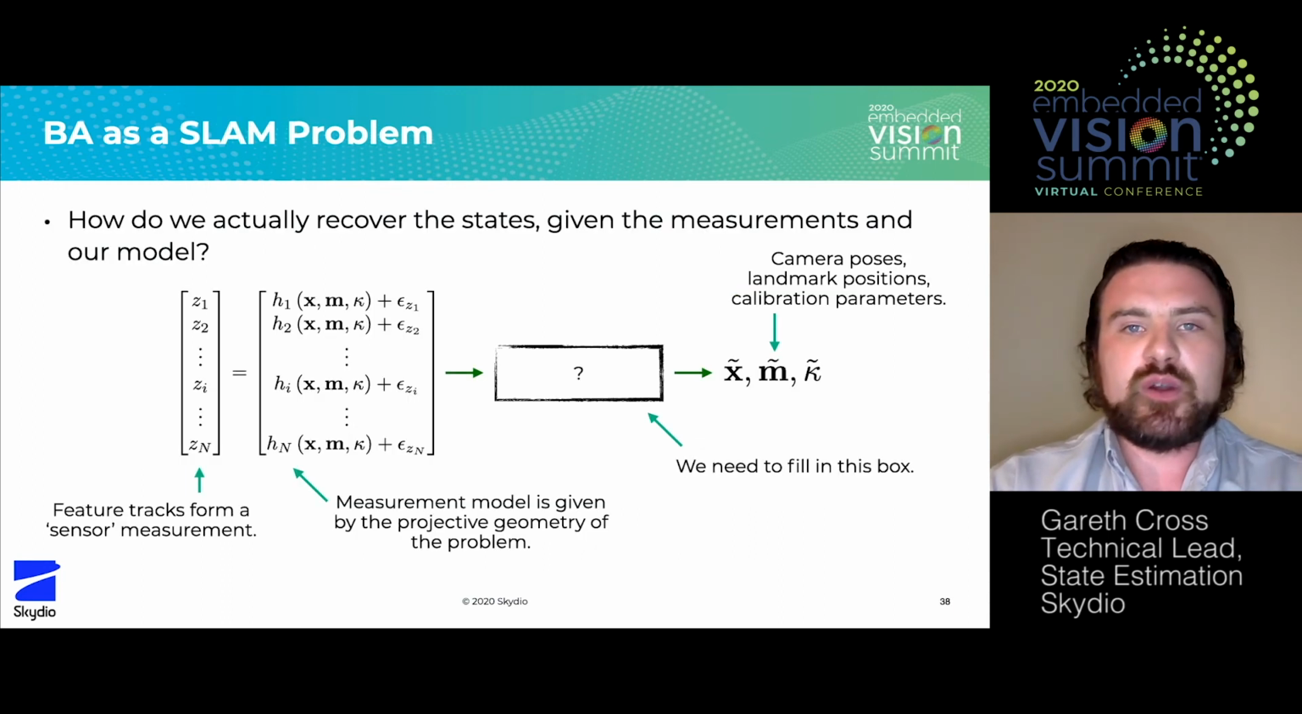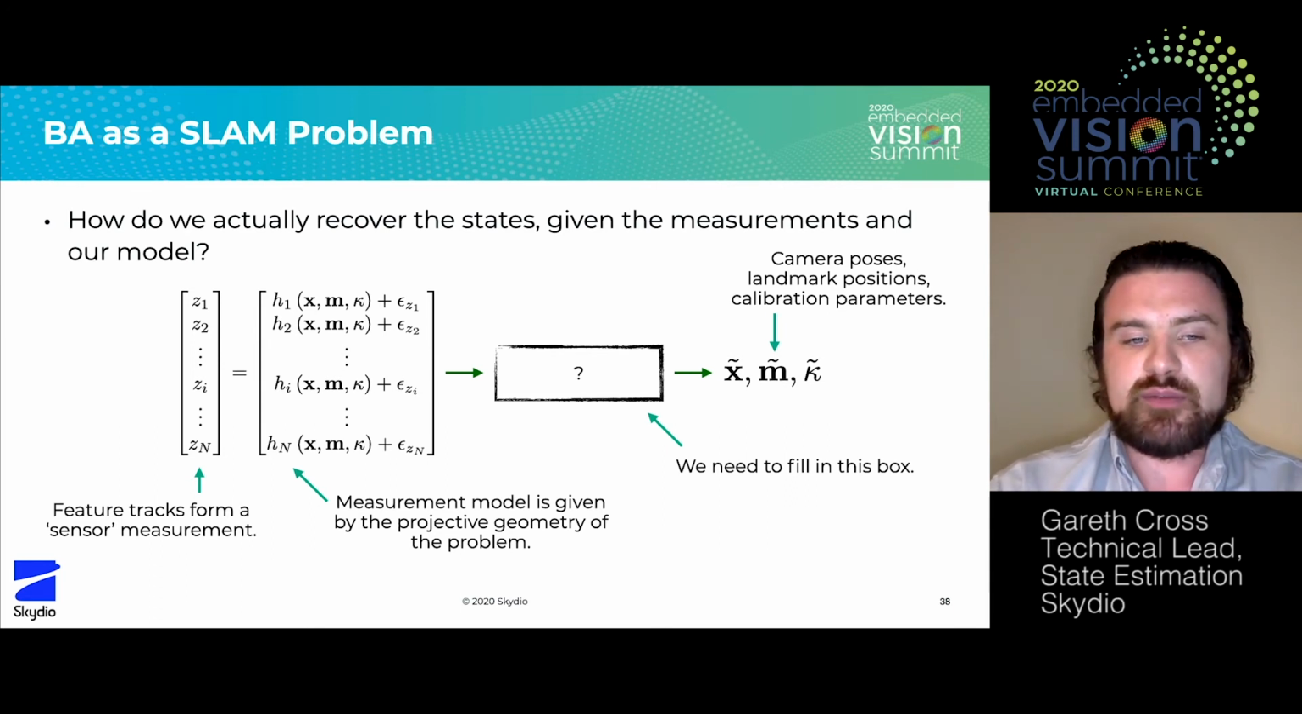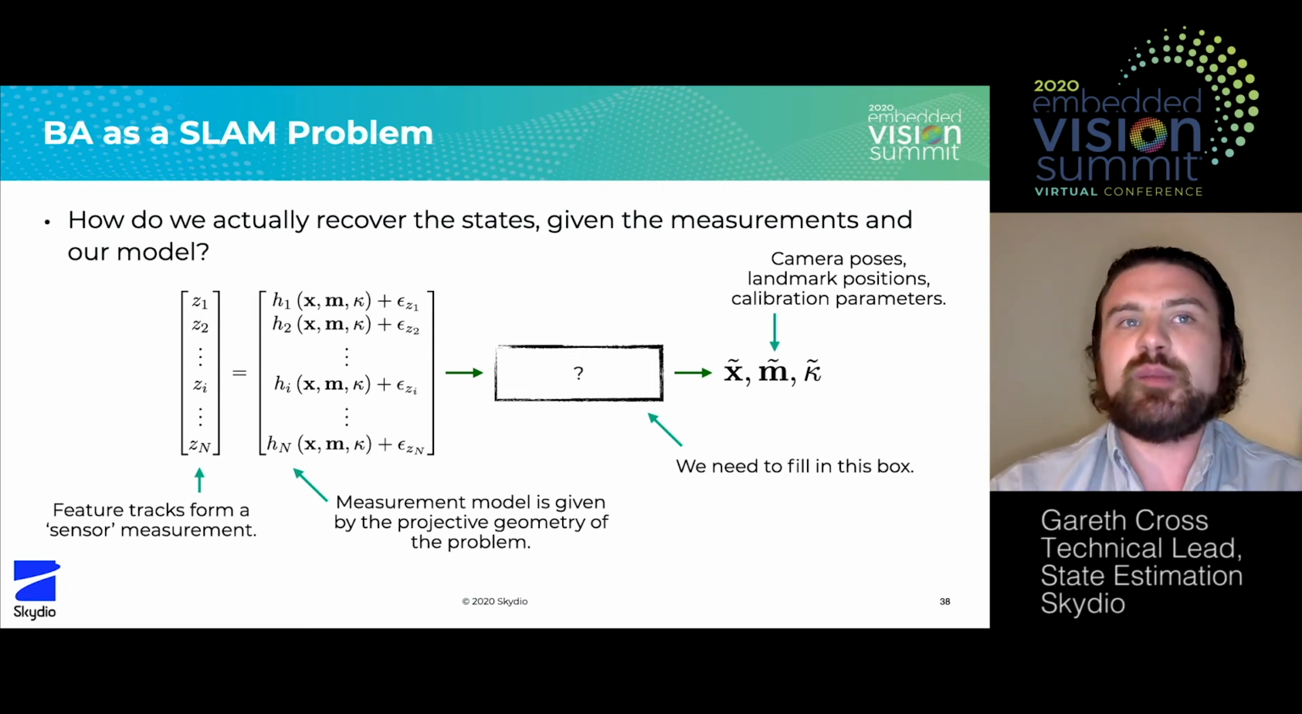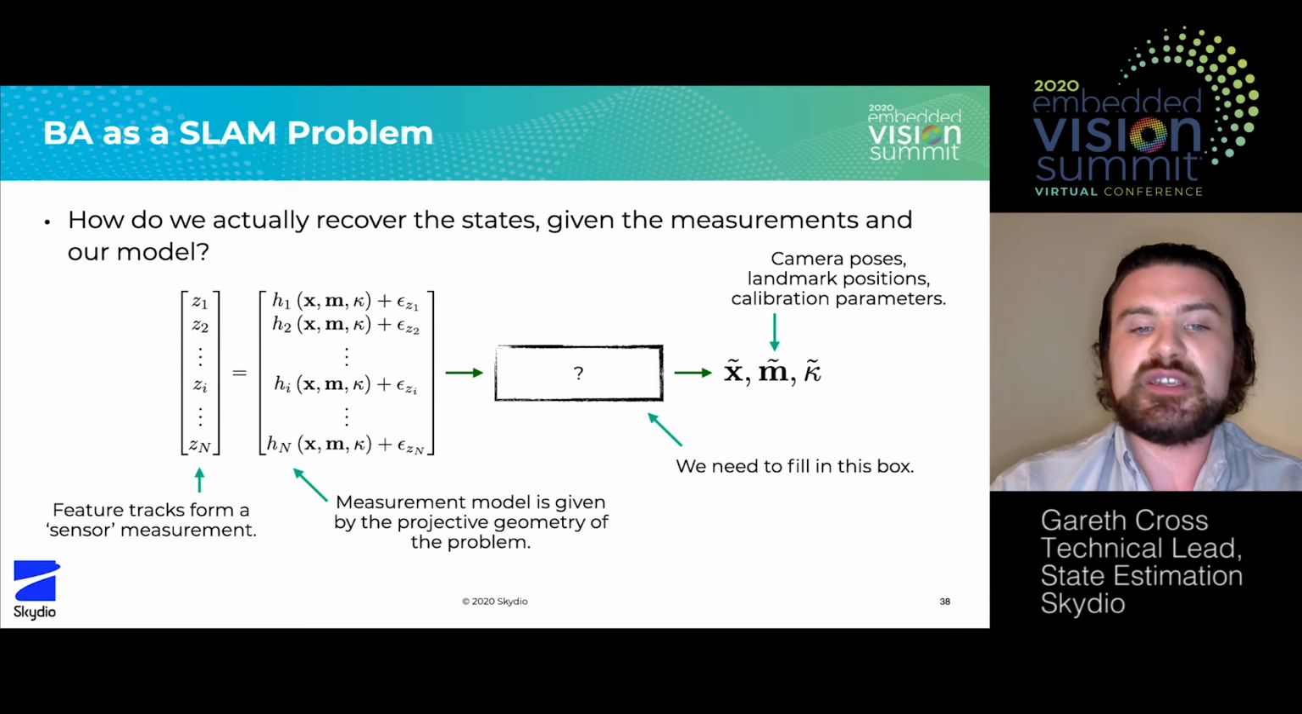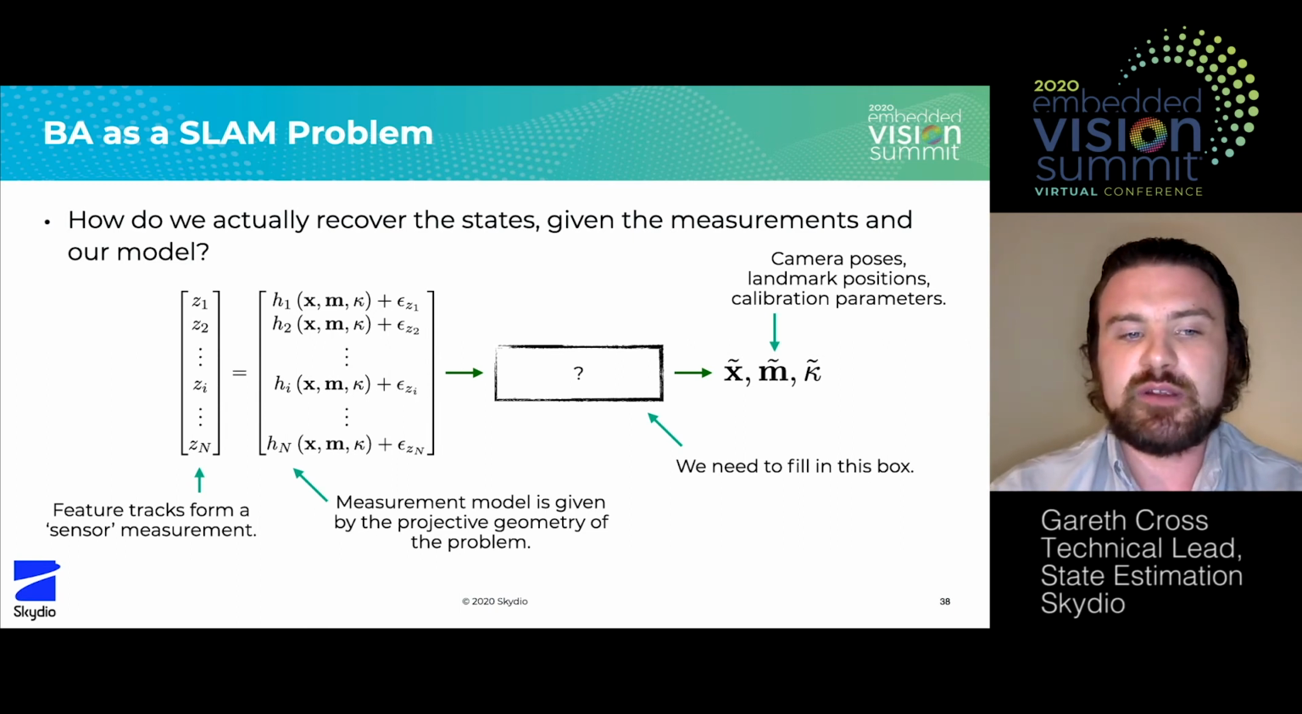Now, we've given an overview of the bundle adjustment problem and how it's set up and formulated. We've discussed the feature association a little bit, but we haven't really talked about how the problem is actually practically solved under the hood. So what we have is some feature measurements. Those are the tracks, which here are represented by Z1, Z2, Z3, and so on. You have a measurement model that describes the geometry of how those points will appear in the images, given the positions of the cameras and given the landmarks. And then you have this black box that we need to fill in, and that black box is the solver that is going to take this system of nonlinear equations and produce the parameters that we care about.